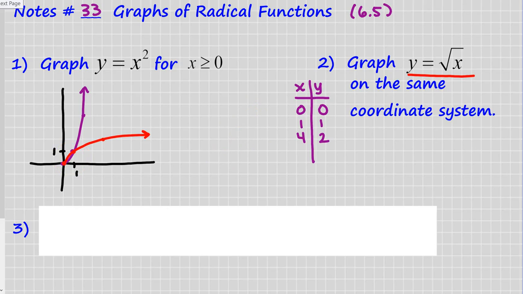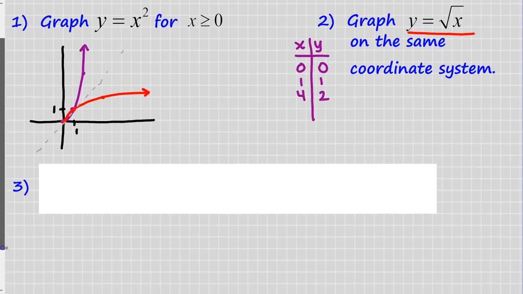So moving on, you can tell that these are inverses because they're reflections across the line y equals x. We could put that line in place here. They intersect on the line y equals x. And if you think about inverse operations, squaring and square rooting are inverse operations. So it makes sense that these graphs are inverses.